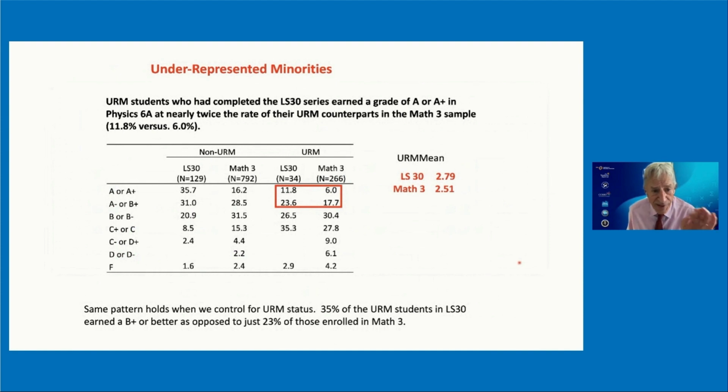Say briefly something about underrepresented minorities. Underrepresented minorities do much better. Our underrepresented minorities from the LS30 series do a lot better in physics and get A's at twice the rate of underrepresented minorities who took the math calculus class.